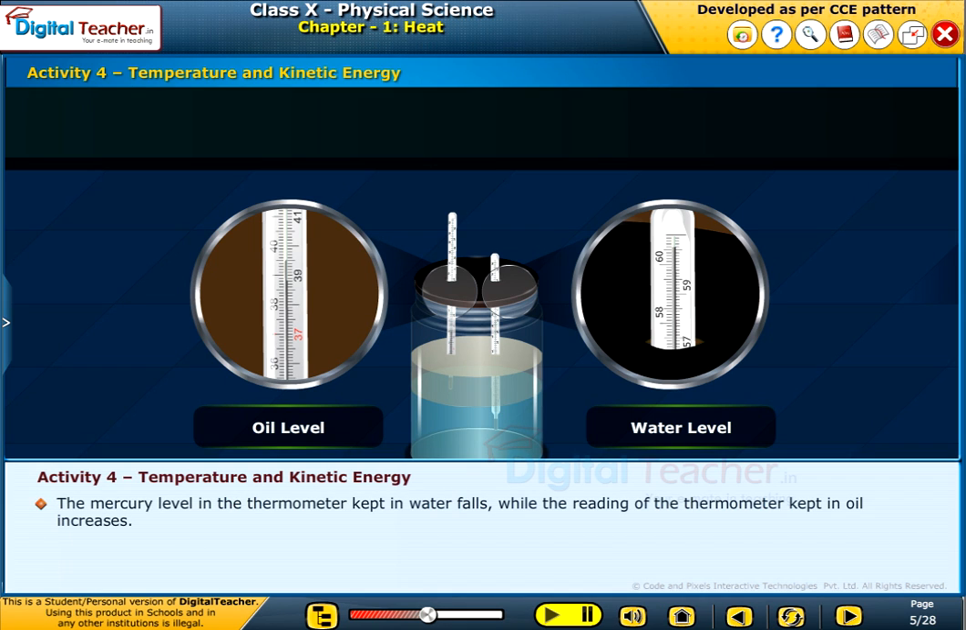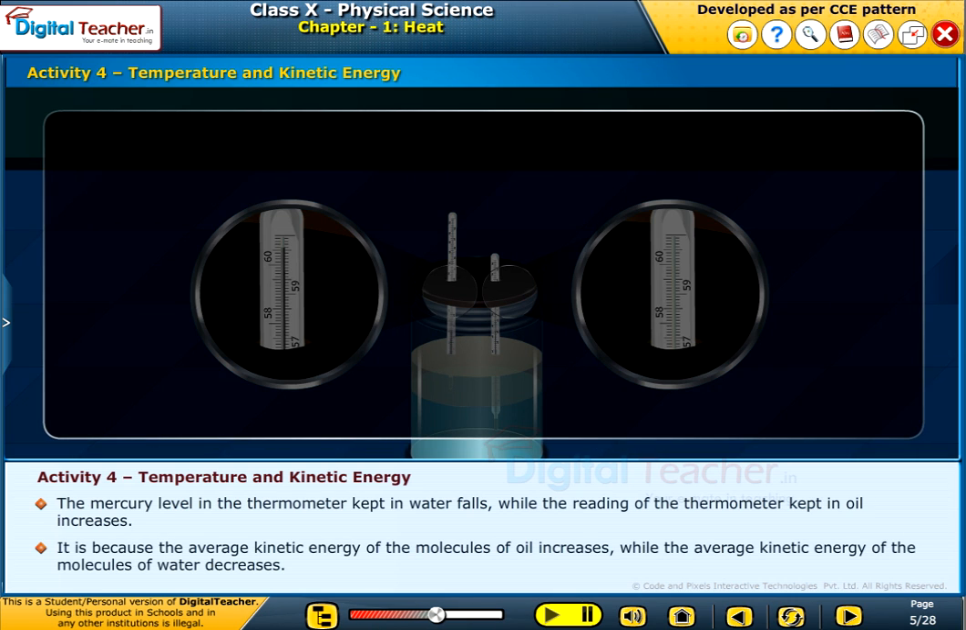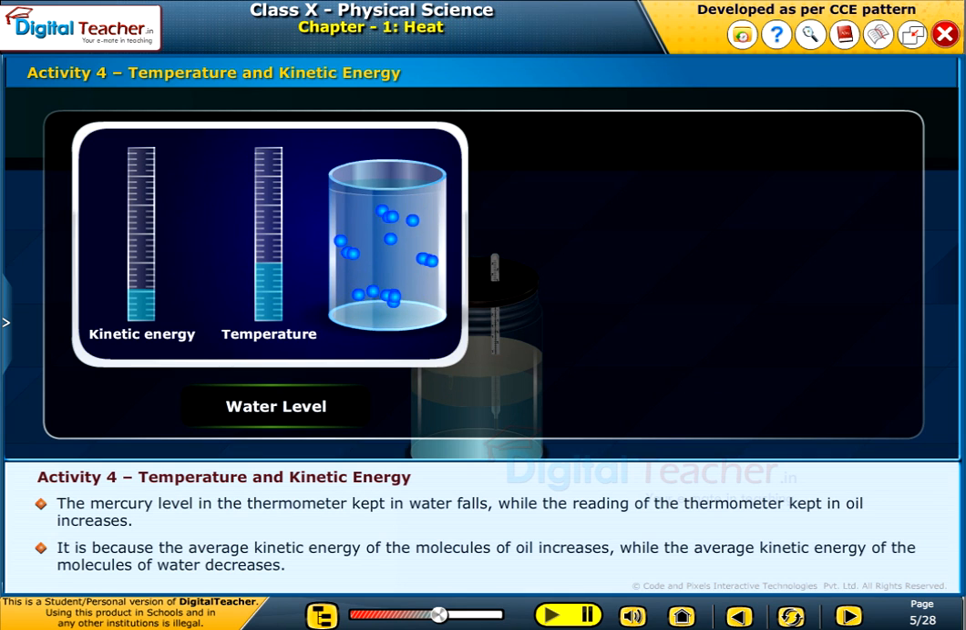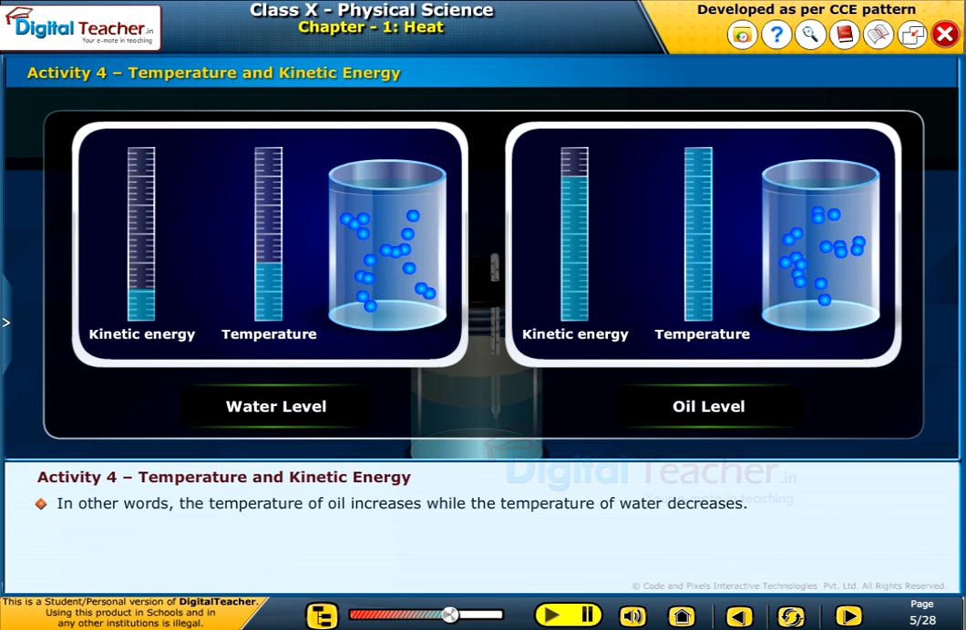The mercury level in the thermometer kept in water falls, while the reading of the thermometer kept in oil increases. It is because the average kinetic energy of the molecules of oil increases, while the average kinetic energy of the molecules of water decreases. In other words, the temperature of oil increases while the temperature of water decreases.